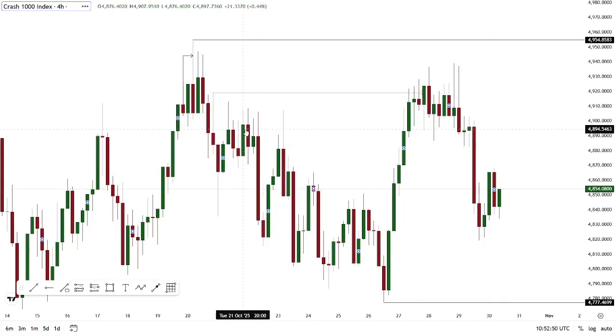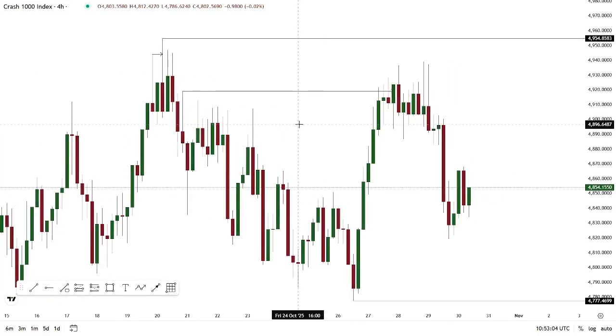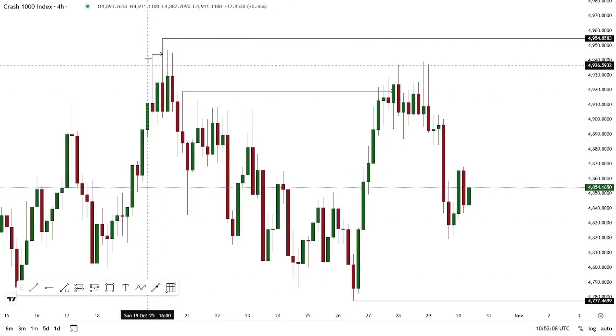Okay, like I said in the other video, I was going to do a breakdown of the Crash 1000 where I almost made a similar mistake like I did on the Jump 100. So, let's get right into the video. Everything is already mapped out. Liquidity was taken out here.